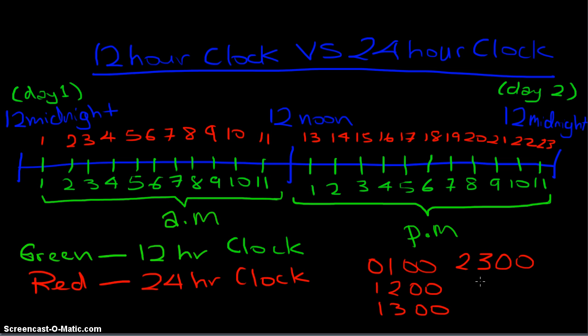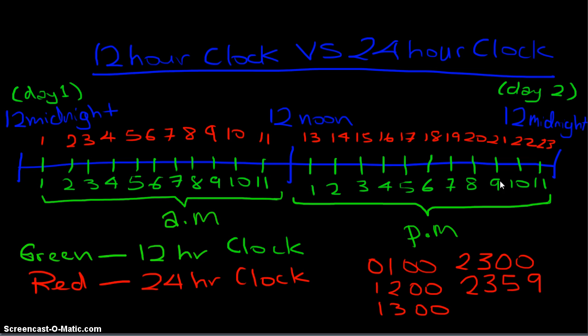Till you get 2300. So this is the hour and this is the minute, so you can go up till right before midnight, you can reach up till 2359, which is 23 hours and 59 minutes.